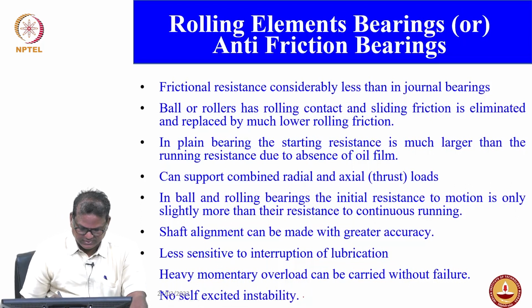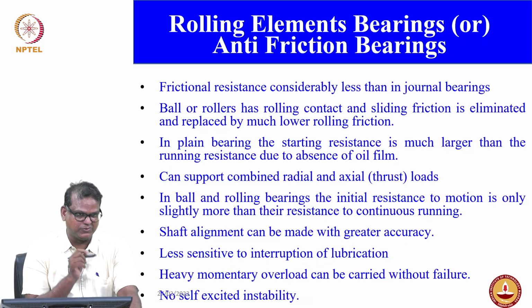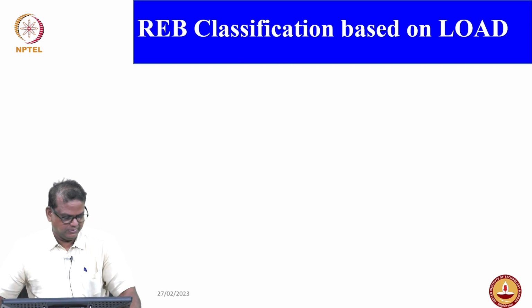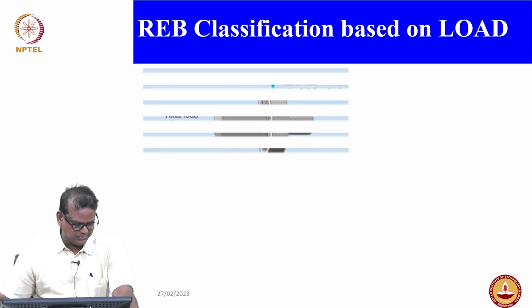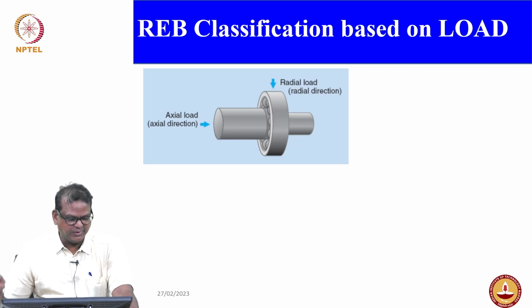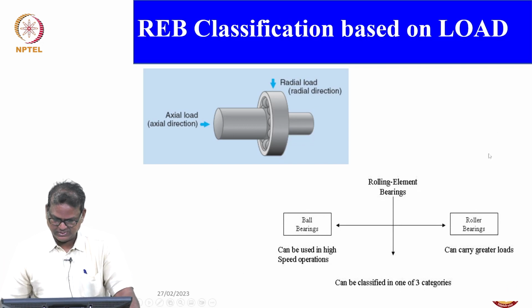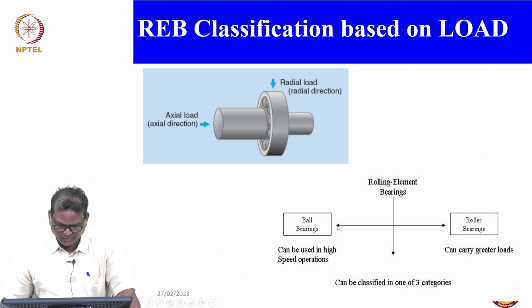There is no self-excited instability, whereas instability or critical speed or whirling speed would happen in the journal bearing. So, stability is a big problem for journal bearing. Okay. This is rolling element classification based on the load. Either you can have radial load bearings or else thrust bearings for axial loads. Then when you have combined loads, you will have a combination. You can see that rolling element bearings are classified into ball bearings, which can be used for high speed operation, and roller bearings, which can be used for greater load.